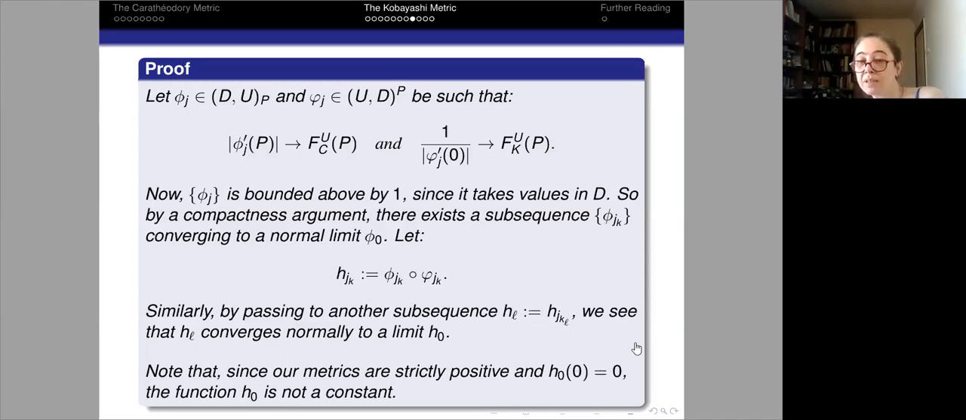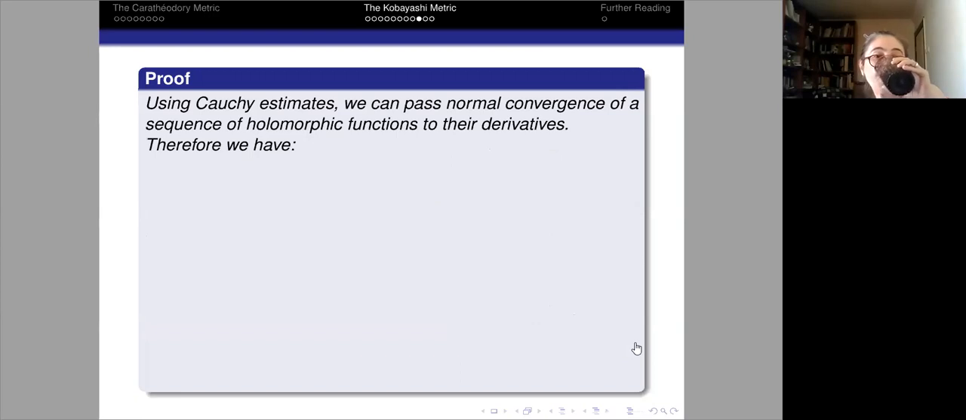Our metric is strictly positive and h 0 of 0 is equal to 0, so the function h 0 is not constant. Now, if you remember from complex analysis, when you use Cauchy estimates, you can test normal convergence of a sequence of holomorphic functions to their derivatives. This is an easy exercise: when you have normal convergence of holomorphic functions, you also have normal convergence of their derivatives.